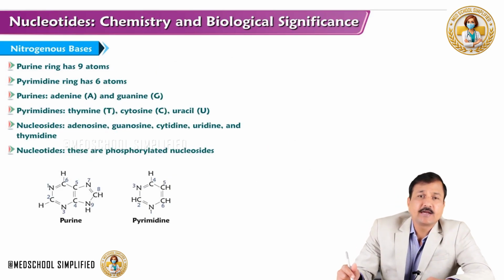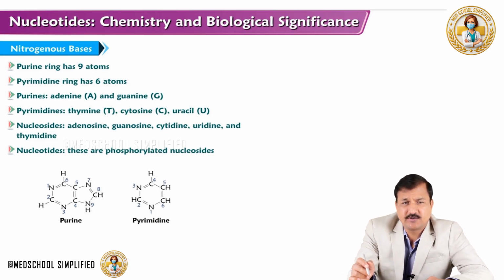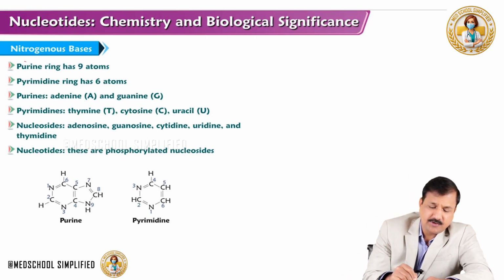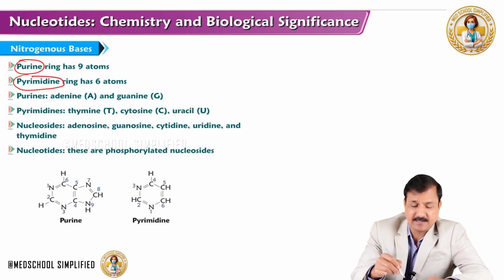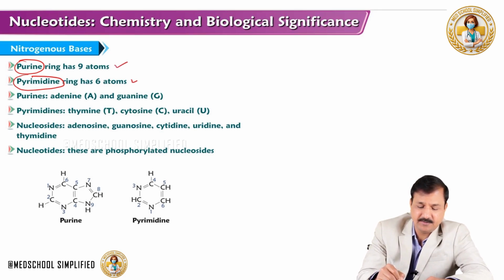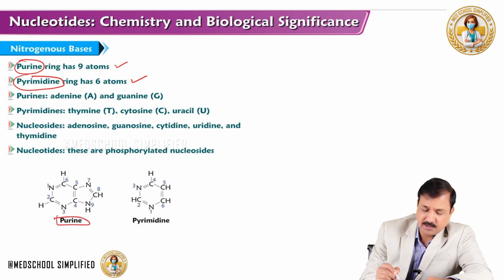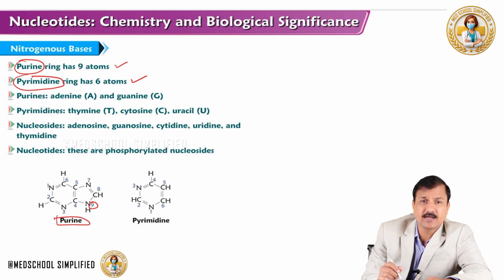Now, let's look at nitrogenous bases. We have two kinds of nitrogenous bases. One is the purine base and the other is the pyrimidine. The purine ring has 9 atoms, whereas a pyrimidine ring has 6 atoms. That's what is shown in the figure here. Look at the purine ring, where there are 9 atoms present, and these atoms are numbered in an anti-clockwise manner.